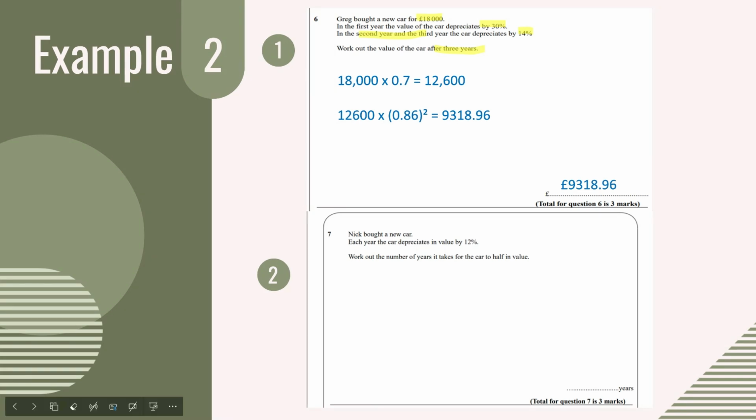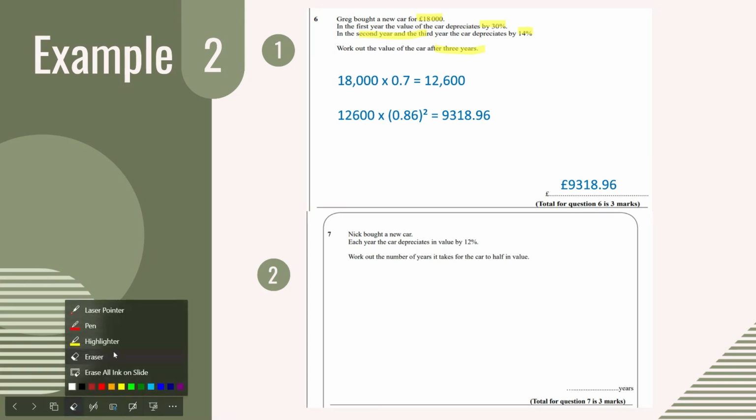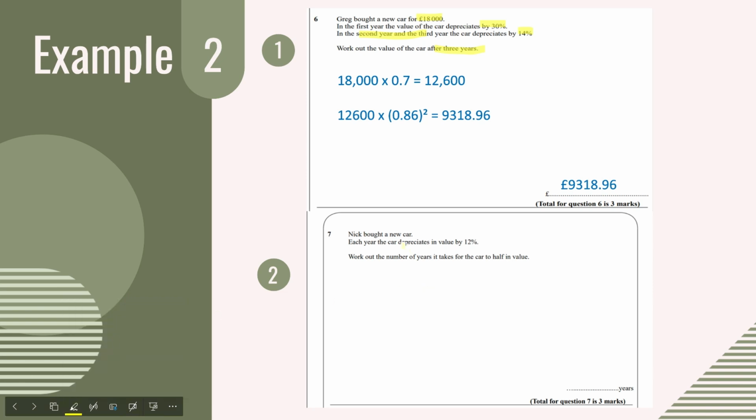In question 2, Nick has bought a new car. The car depreciates in value by 12% each year. Work out the number of years it takes for the car to halve in value. As we do not know how much Nick spent on his car, we only know how much it depreciates each year. If it depreciates by 12%, we must times any original amount by 0.88.